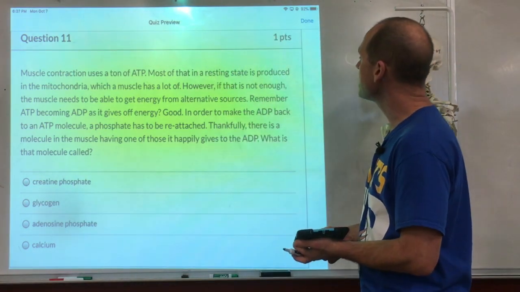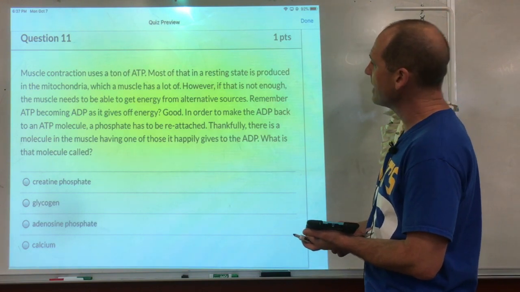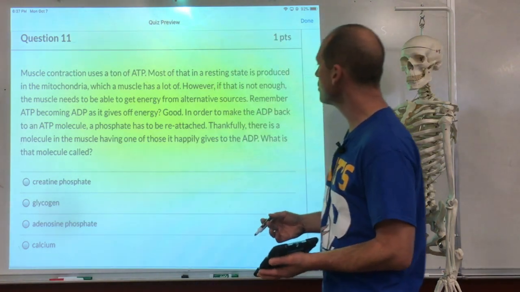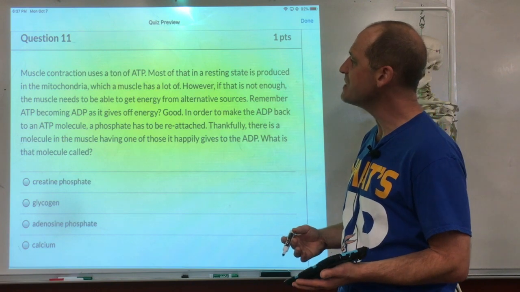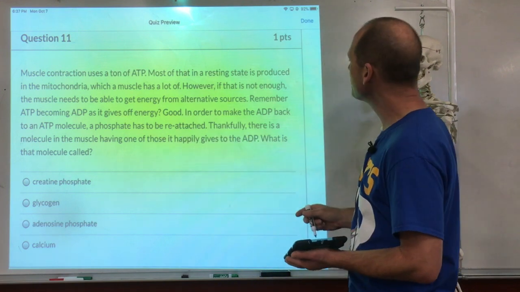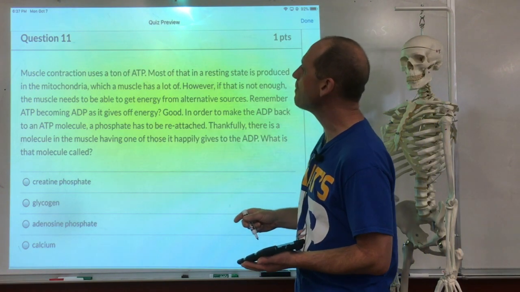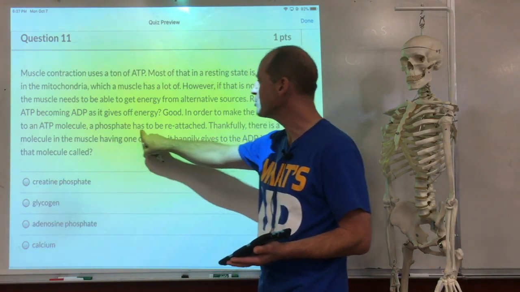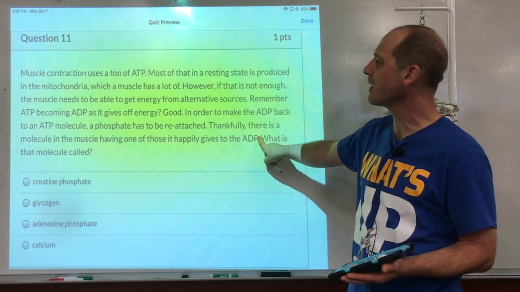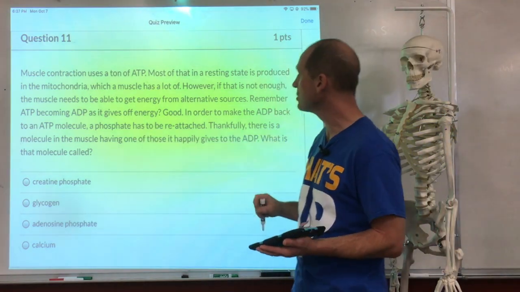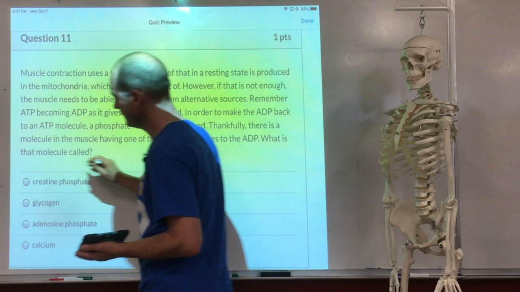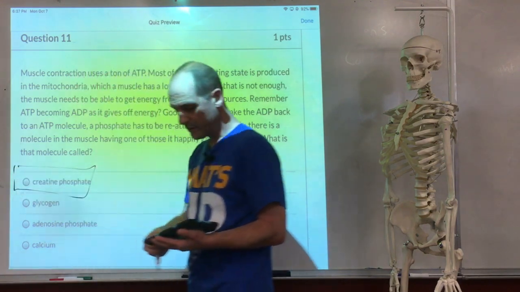Okay, muscle contraction takes a ton of ATP. Most of that in the resting state is produced in the mitochondria, which the muscle has a lot of. However, if that is not enough, the muscle needs to be able to get energy from alternative sources. Remember, ATP becomes ADP as it gives off the energy. You remember that? Good. In order to make the ADP back to an ATP molecule, the phosphate has to be reattached. Remember that? Good. Thankfully, there is a molecule in the muscle having one of those. It happily gives it to the ADP. What is that molecule called? Creatine phosphate. Good. So let's go to that real quick.